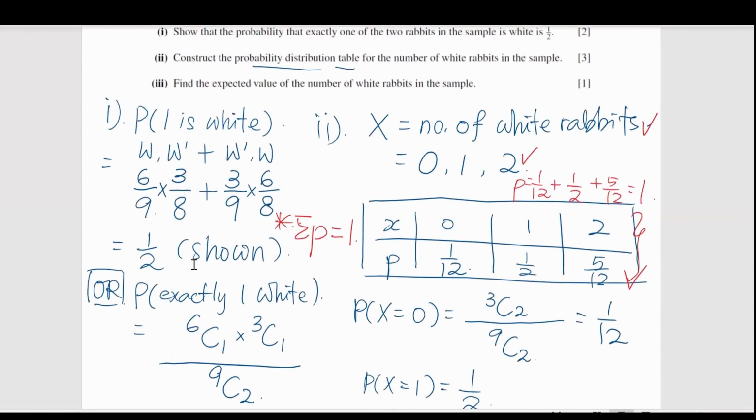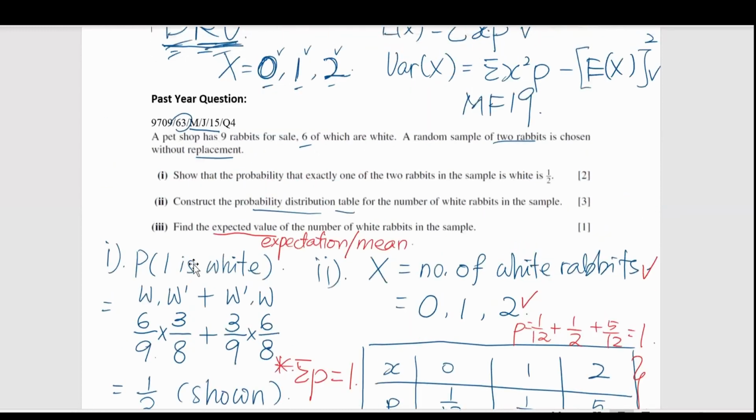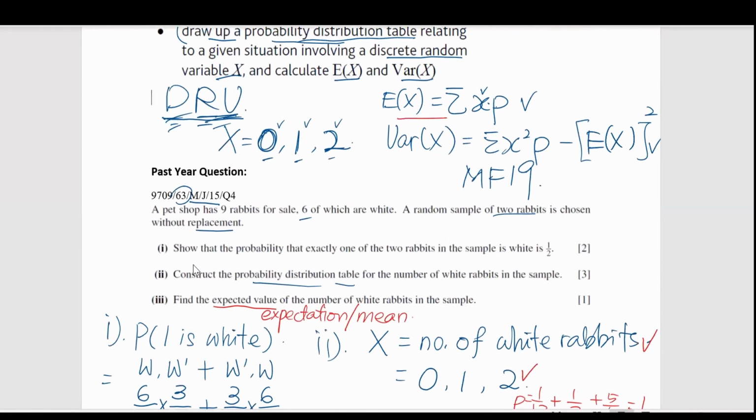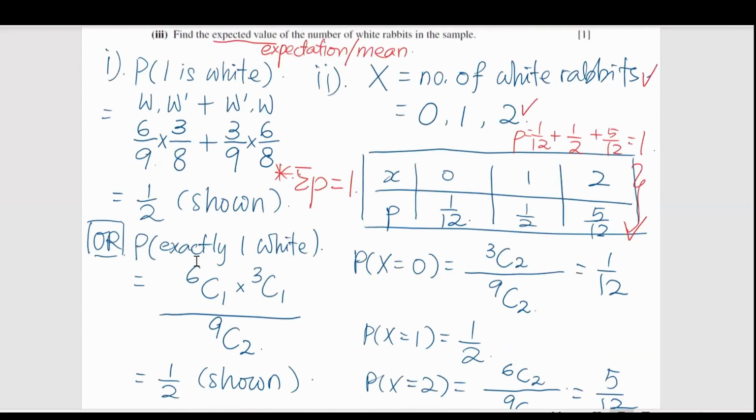Part 3, find the expected value of the number of white rabbits in the sample. The expected value is the same as the mean. Right? Sometimes it might use the word expectation. Or it can just straight away say, find the mean of the number of white rabbits. So it's all referring to the same thing. This is the formula that we need to use. All right. As I said, it is given in the MF19 formula booklet.